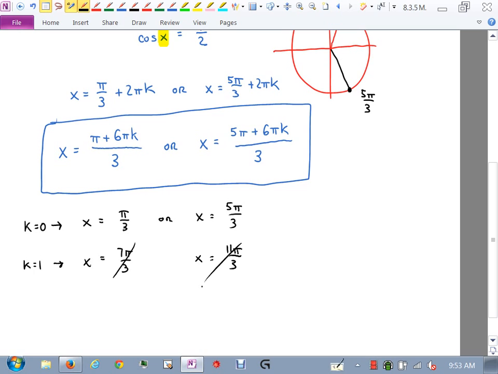So now I just need to check maybe the negatives, but hopefully you see that that doesn't work either. It'd be negative 5 pi over 3. That's negative, doesn't work. X equals negative pi over 3. That doesn't work.